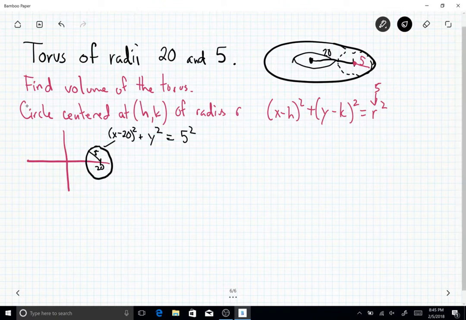Now here's what makes it hard though. If you notice how our torus works, we're going to have to revolve around the y-axis. That means we have to solve in terms of y. So x minus 20 squared equals 25 minus y squared, or you could leave it 5 squared minus y squared, whichever you prefer. Here's the tricky part and what happens. When you take the square root, x minus 20 equals plus or minus the square root of 25 minus y squared. Well, here's the deal.